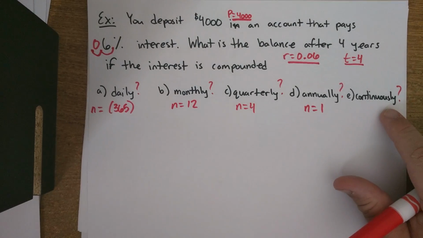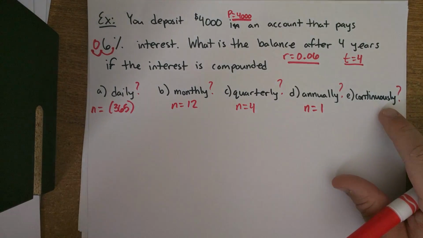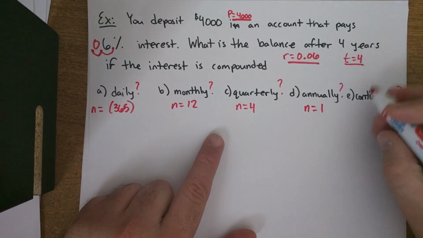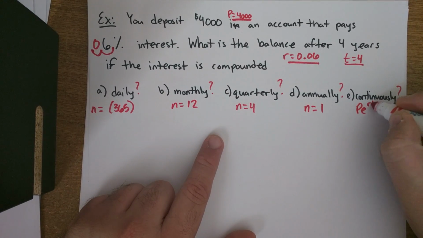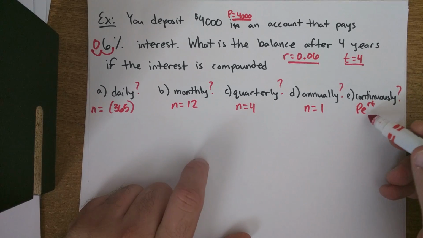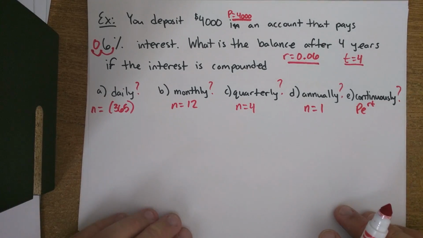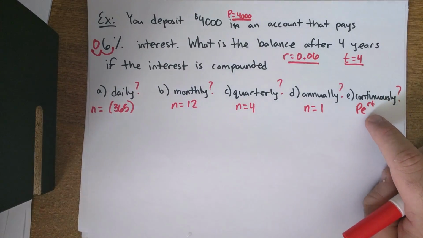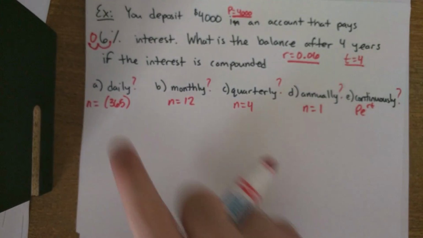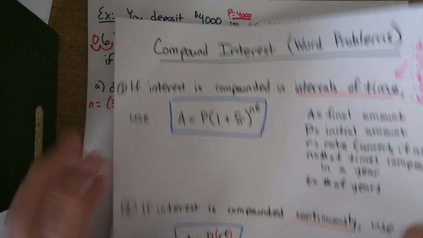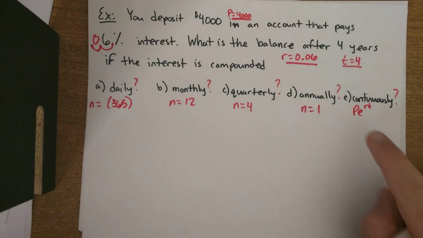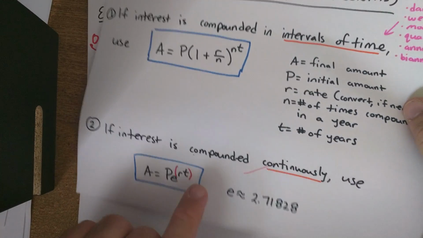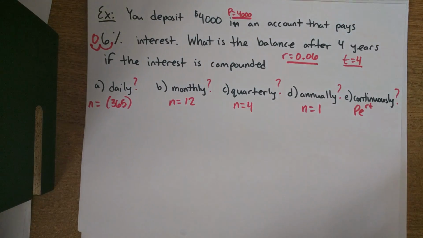And continuously, well, like I said before, continuously means that we're not using N. We're going to use this formula instead. And some people, by the way, call it the PERT formula. You can probably see why. So we're not going to be using N. In fact, we're going to be using the other formula. So just to remind you, for parts A through D, we're going to use this formula. For part E, we're going to use what we call the PERT formula for compounding continuously.